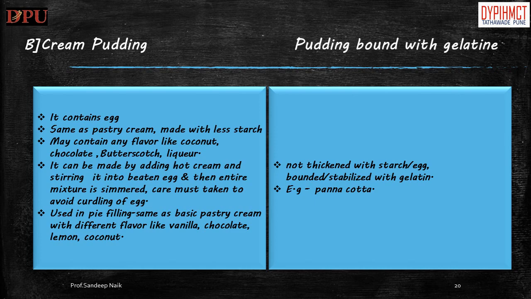C. Pudding bound with gelatin. It is not thickened with starch or egg; it is bound and stabilized with gelatin. Example, panna cotta.